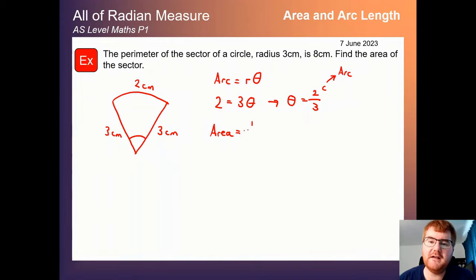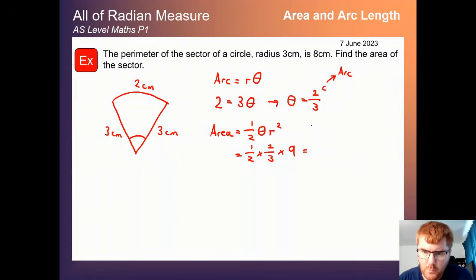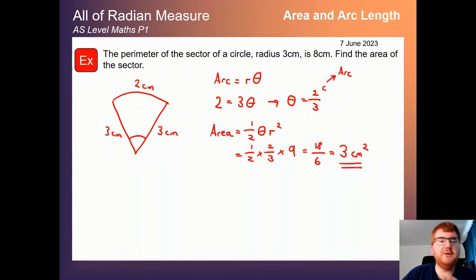So our area formula is a half theta r squared when theta is in radians. So we get a half times 2/3 for the angle times the radius squared, which is 9. 3 squared is 9. If we simplify this down, what do we get here? So 2 times 9 is 18. 18 divided by 6, and that's equal to 3 square centimeters, like so.